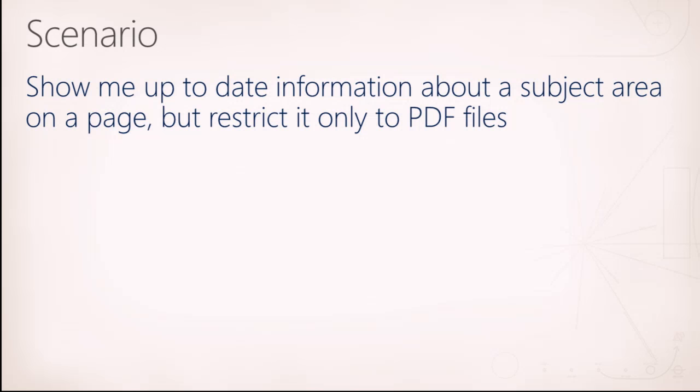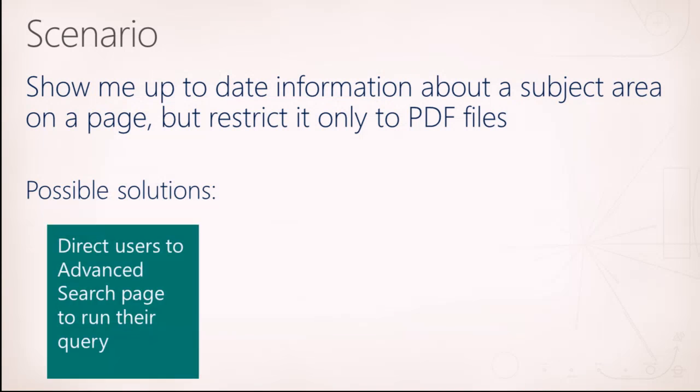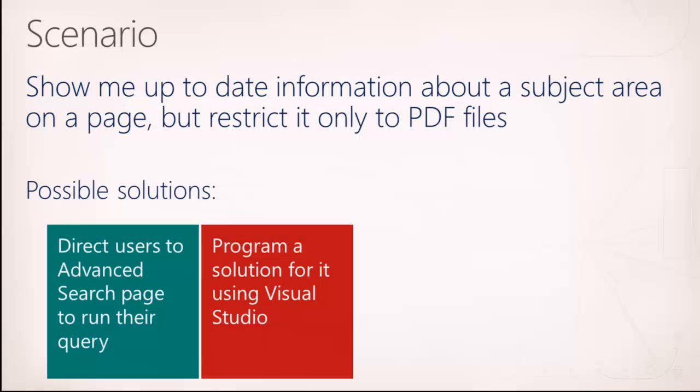So what I did in these scenario slides is I put in some possible scenarios, and then I go with the no-code, browser-based scenario. One is to direct users to the advanced search page to run their own query. Yeah, that's a prescribed solution. You tell them, here's the advanced page, you go over there and pick the content type, and then they say, all right, see you later, right? Or can you do this for me, please? That's not going to really work.